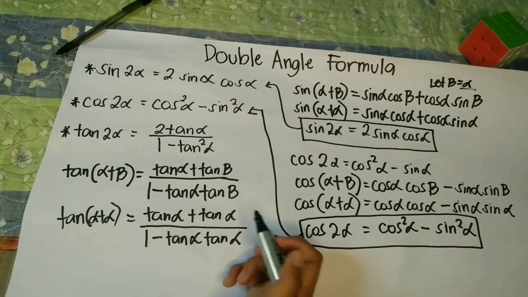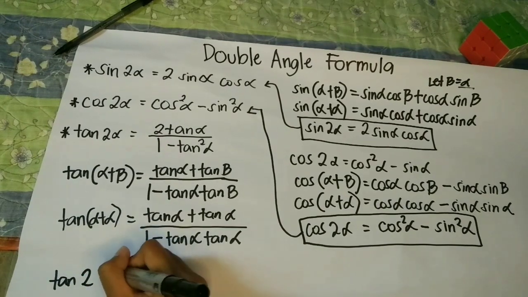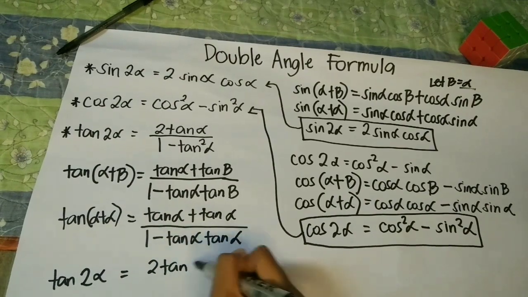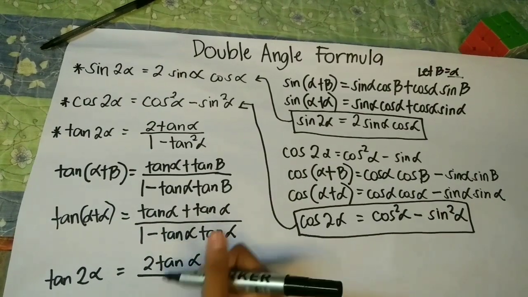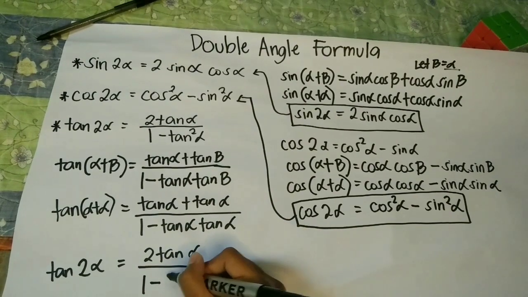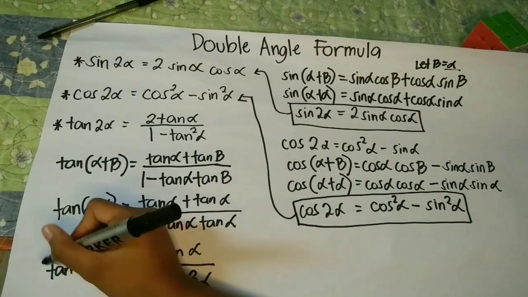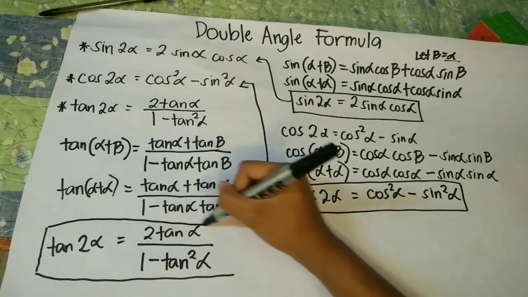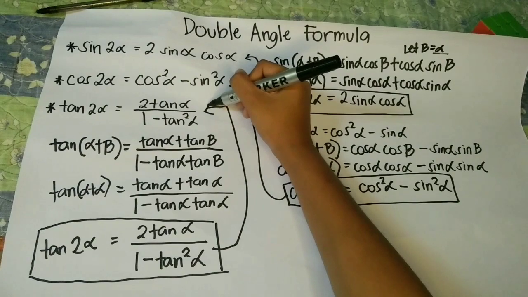So tangent alpha plus alpha is equal to tangent 2 alpha is equal to tangent alpha plus tangent alpha, which is 2 tangent alpha over, so tangent alpha times tangent alpha, so it will be 1 minus tangent squared alpha. So this is the derivation of the double angle formula of the tangent.